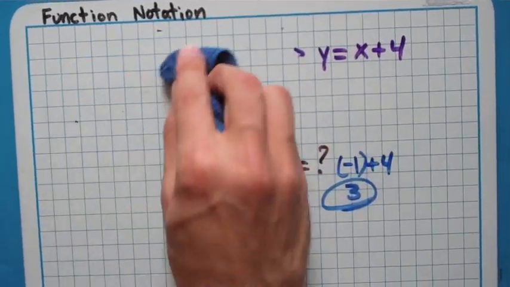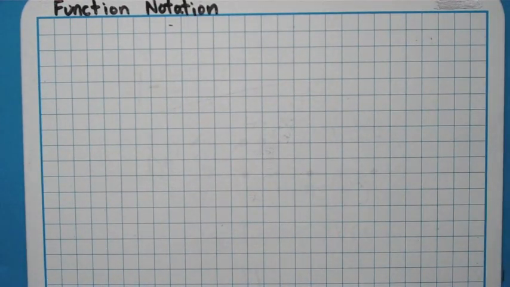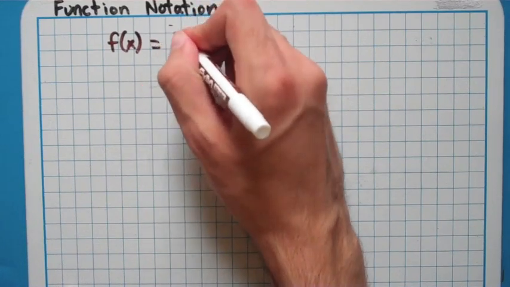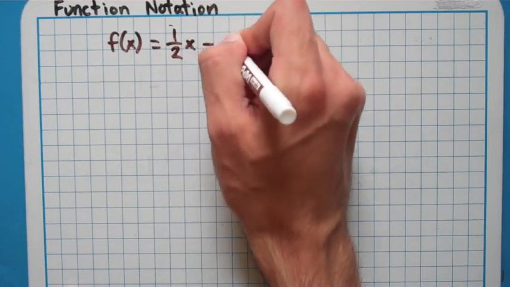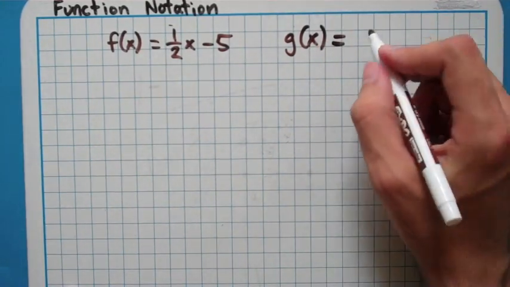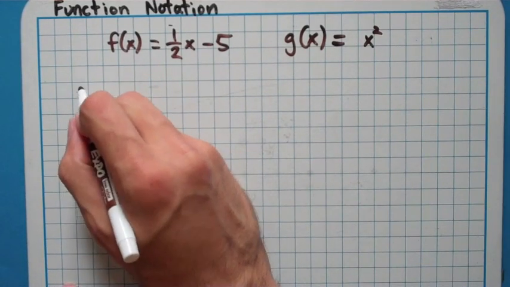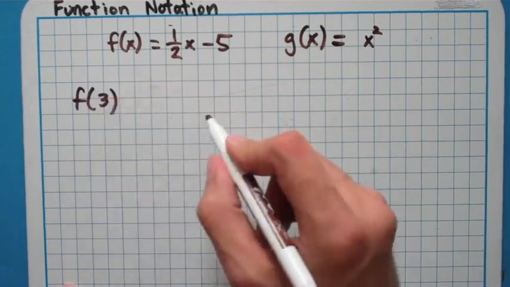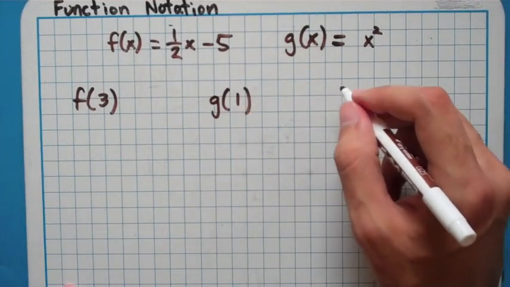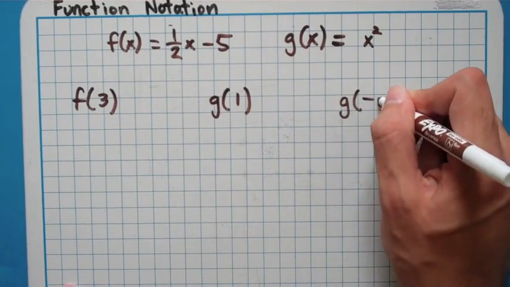Sometimes you'll have multiple functions being discussed at the same time. So let's say, typically what they'll do is they'll put a couple at the top like this. Maybe f of x equals 1/2 x minus 5, and g of x equals x squared. And they might say find f of 3, find g of, making up numbers here, 1, and find g of -5, or something like that.